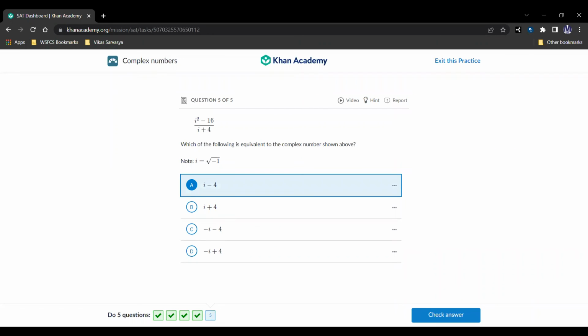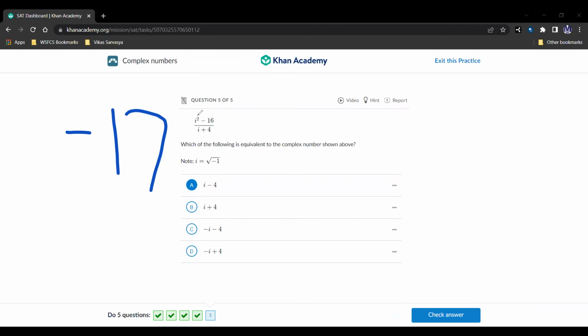Now we can think about it in a different way. There are actually 2 more ways to do this. The first of which is similar to our conjugate idea. We just take this i squared and make it -1. This is -17, and we do the same factorization, same cancellation, and we get i minus 4.